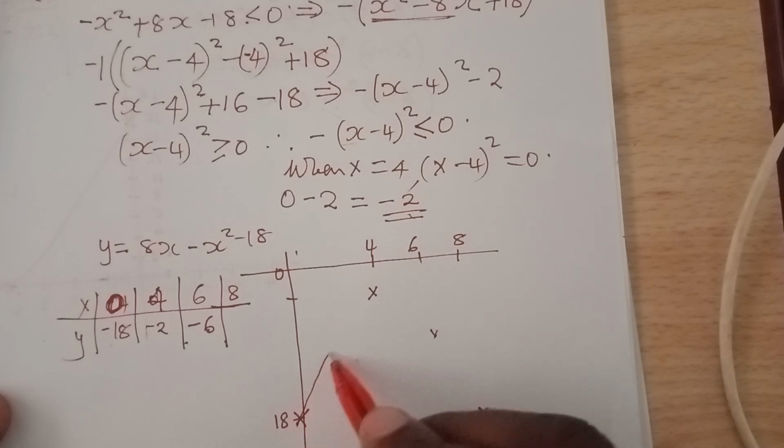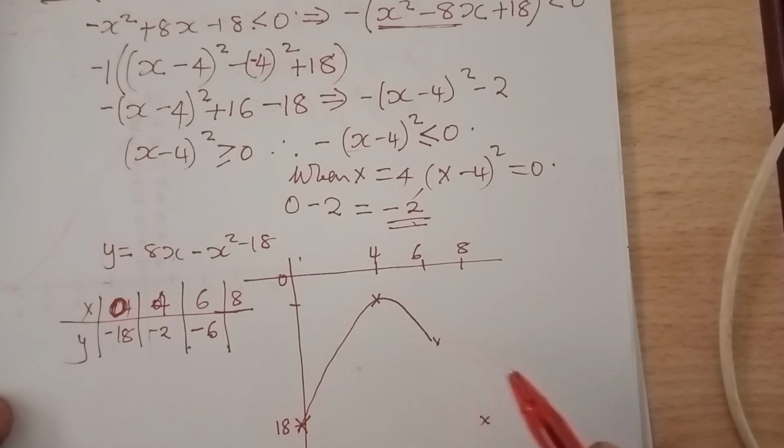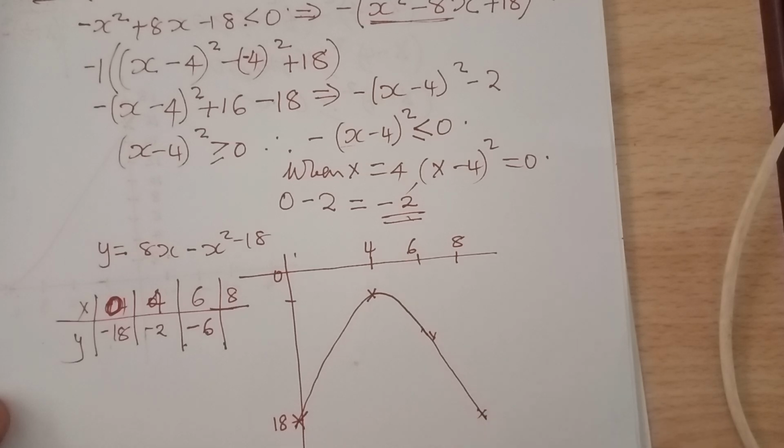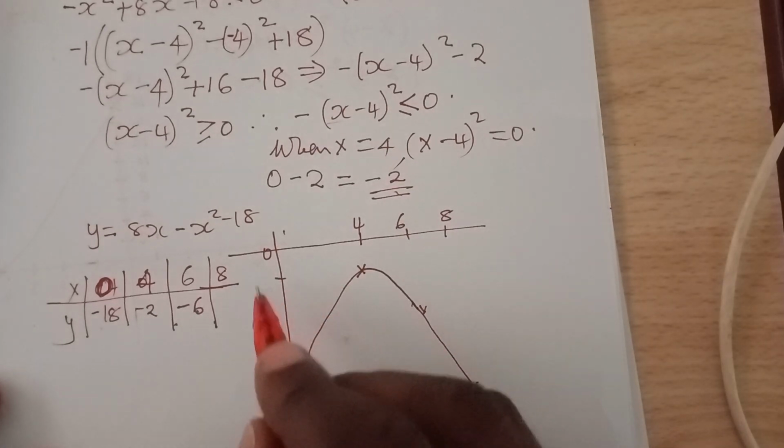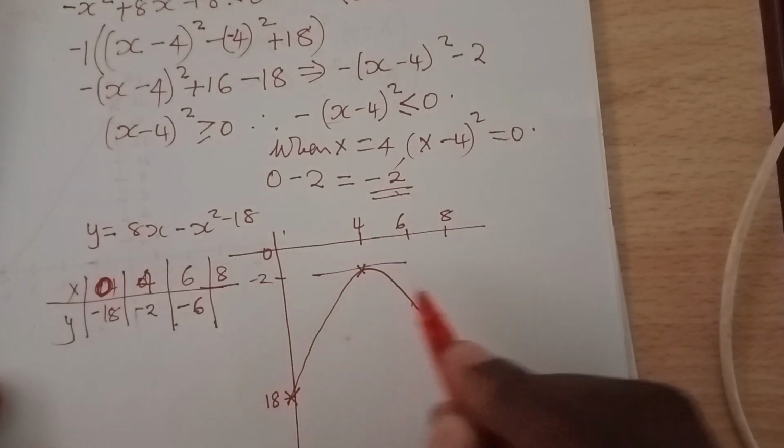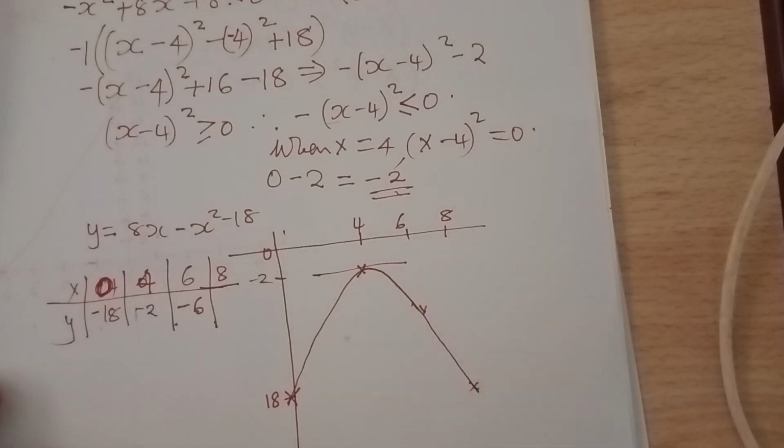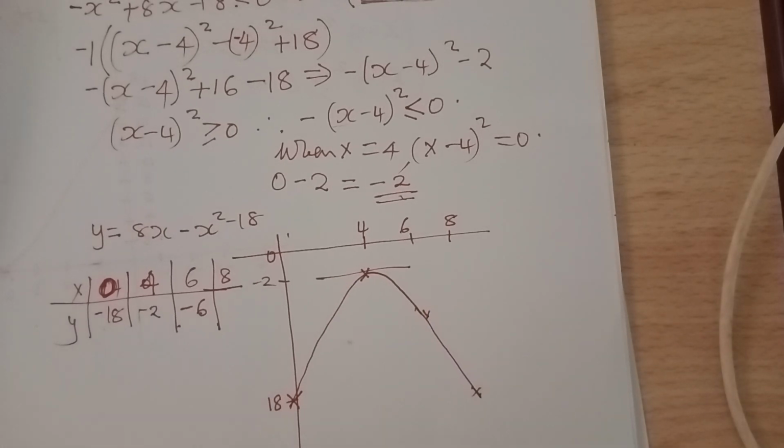So we have a graph that looks like this, and that is it. That is our graph. You can already see this is minus 2, the highest value. And that is our graph for that matter.